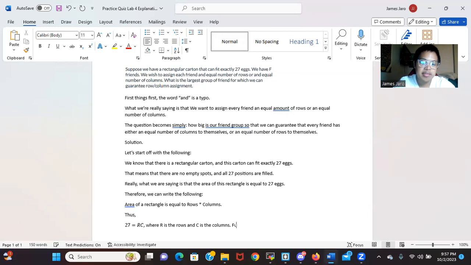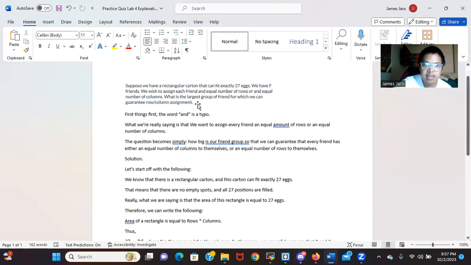So furthermore, we can safely assume that R and C must be natural numbers, because there are no negative rows, no negative columns, no 0 rows, no 0 columns. It's got to be some sort of positive integer, and positive integers are what we call, at least in this class, natural numbers. Hopefully that makes sense as my explanation of how I generated this formula. So that takes care of that.